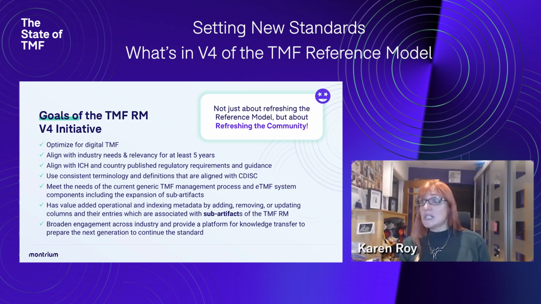We need ICH E6(R3) to be out so that we can make sure we've covered everything in there, because the plan is that we're not going to be redoing this over and over. We will tweak it after that. But if you think about 2015 till now, it's going to be 10 years between the two. So we would hope that we wouldn't do version 5 until at least 10 years' time. So I think we should be able to streamline it so that we get it right this time around.